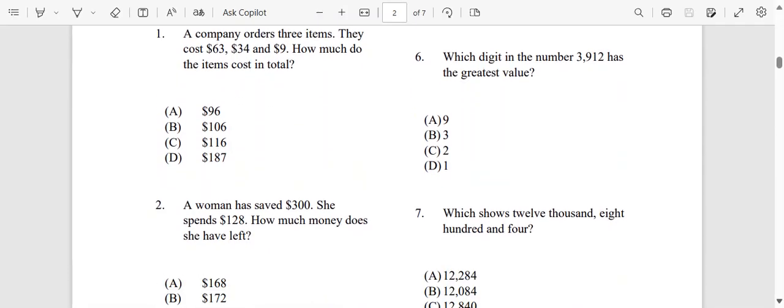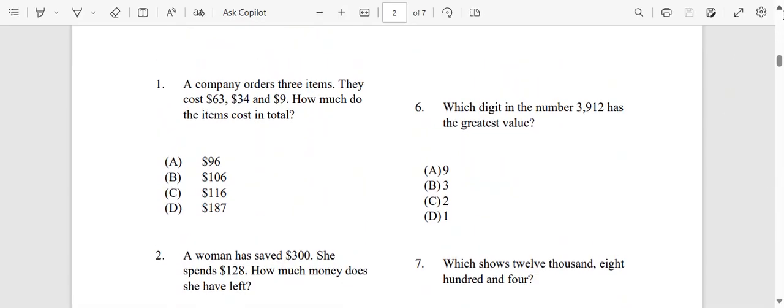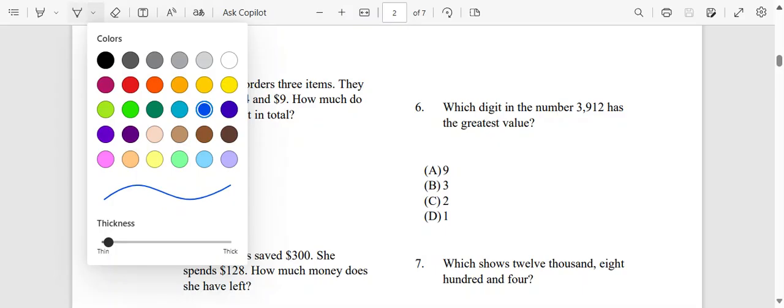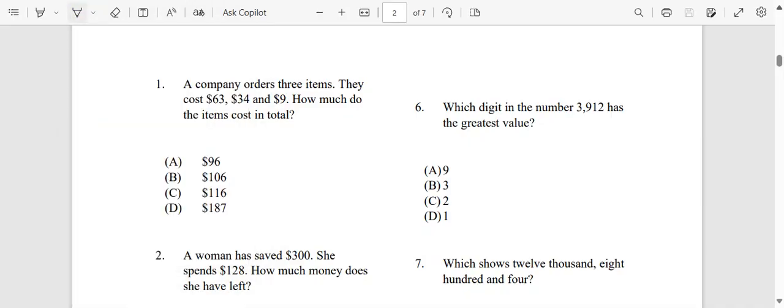What I'm doing here may be in two parts. This is part one. I may not complete the entire paper in one video. So I may have to do another video for you to see the other part. All right, so let's begin. Let me get my pen here and we will begin.